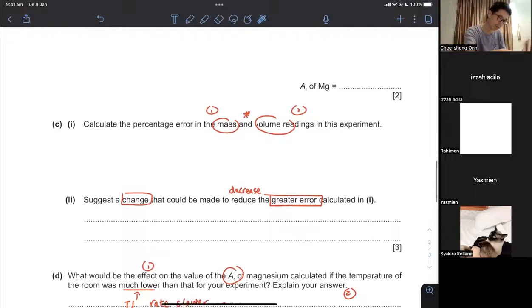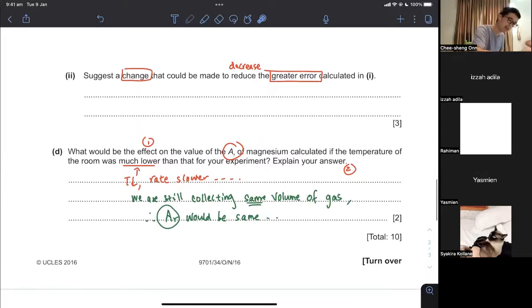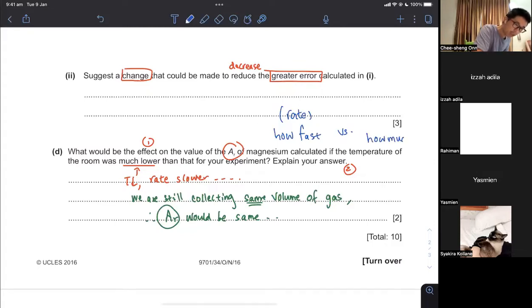And the question itself is not too bad. This is higher amount of marks. This is talking about temperature and volume of gas. So temperature affects rate of reaction. How fast is rate? But you are collecting volume of gas. That is how much. How much is amount? How much you actually get. So be very careful, yeah.